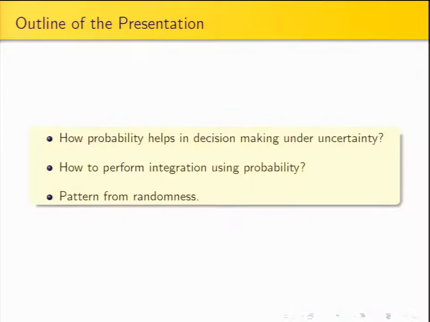Next I'm going to show, we would have studied calculus and we would have done integration. Everybody knows integration here, okay? So how can we perform integration using probability when you cannot use the standard methods which you have learned, some substitution you must have learned, etc., right?